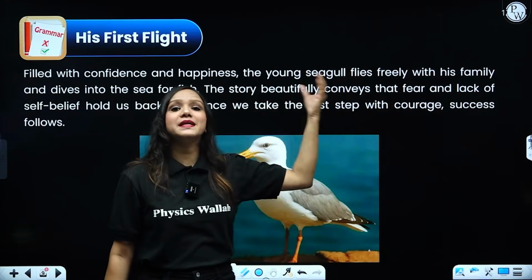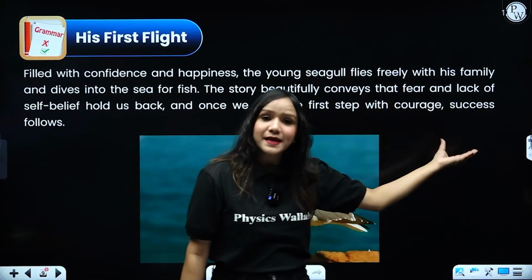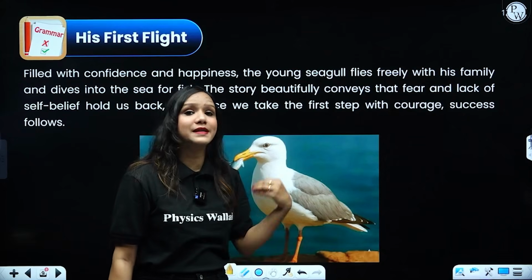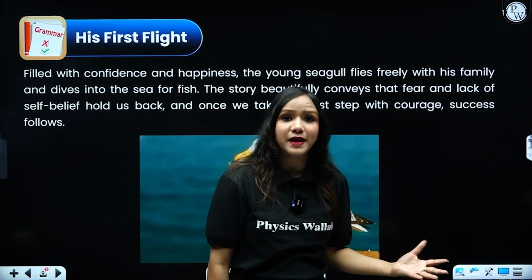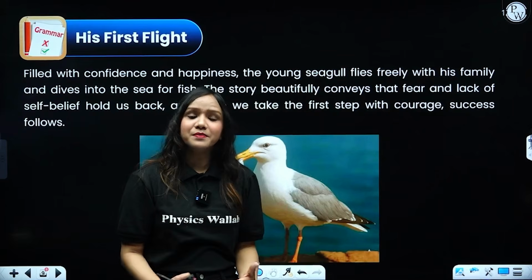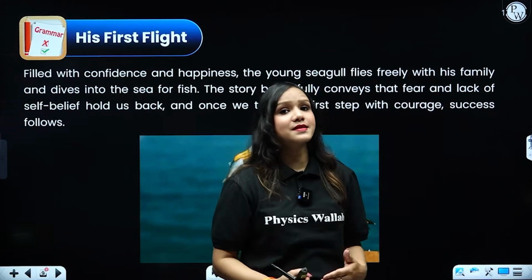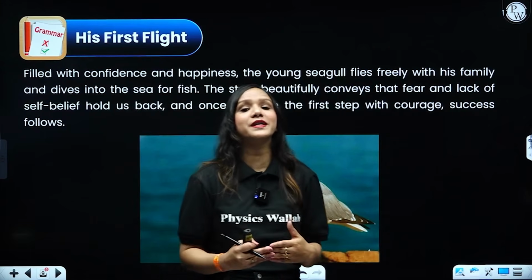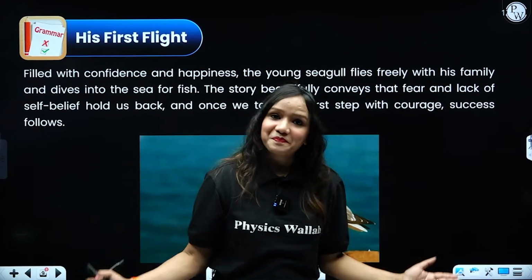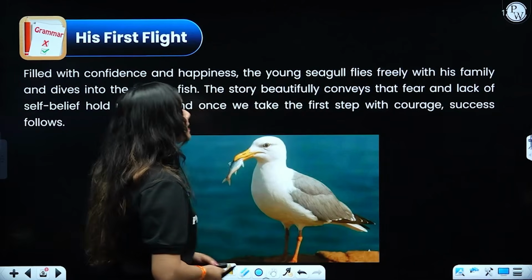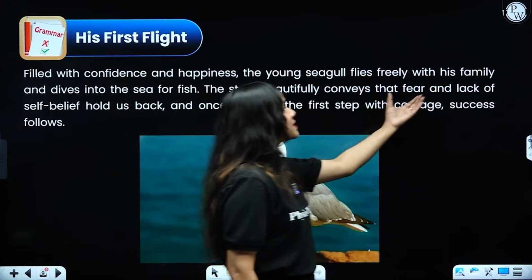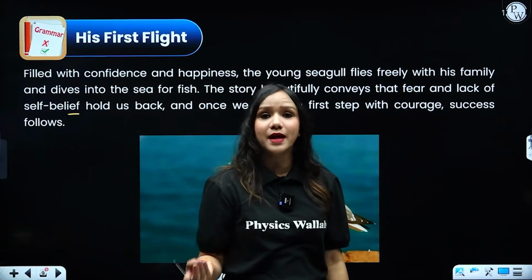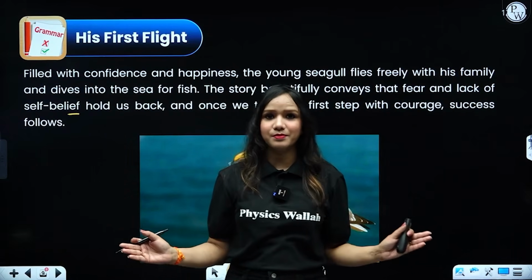The same family, his siblings, his parents who were earlier upbraiding him, yelling at him, making fun of him just because he could not take his flight, he was not making any attempts to fly. Now they have gathered near him. His siblings also, his elder brothers, his sister, they also flew closer to him. His parents and everybody applauded him and appreciated his art of flying, right? So what happens then? The story beautifully conveys that fear and lack of self-belief hold us back, and once we take that first step of courage, nothing can stop us by any means.